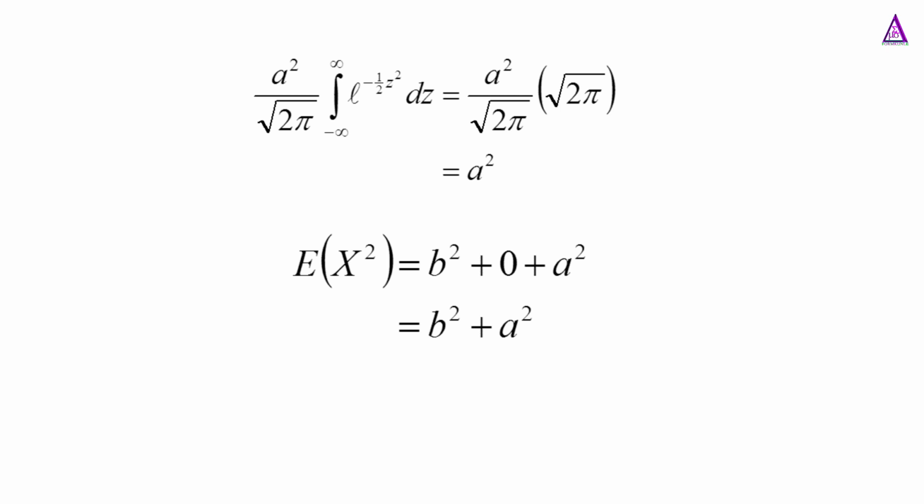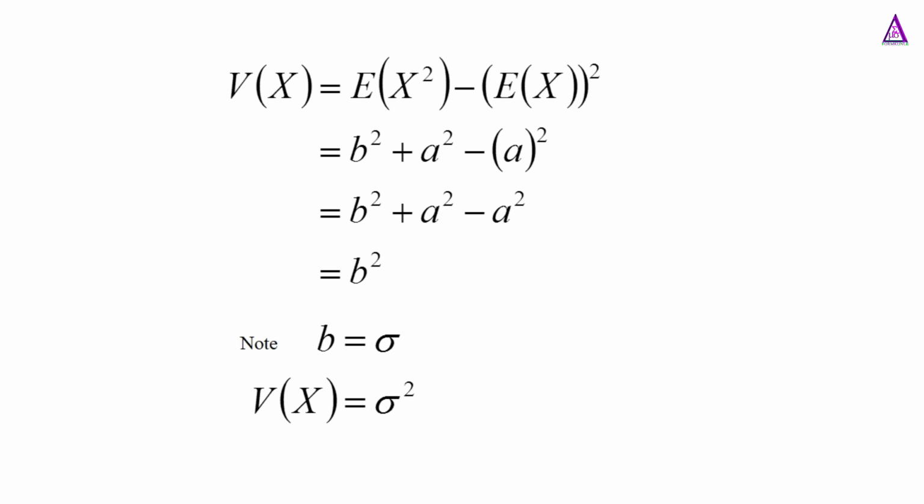So expected value of x squared now giving us b squared plus 0 plus a squared, which is equal to b squared plus a squared. So to get our variance of normal distribution, we have variance of x equal to expected value of x squared minus expected value of x all squared. And expected value of x squared equal to b squared plus a squared. And expected value of x equal to a. So we need to square it.